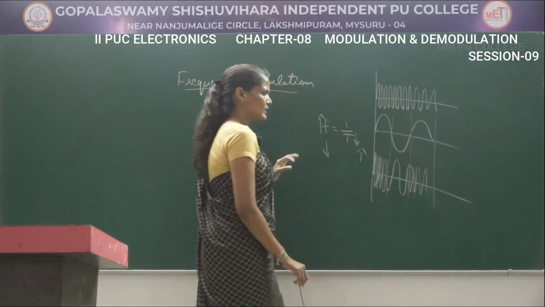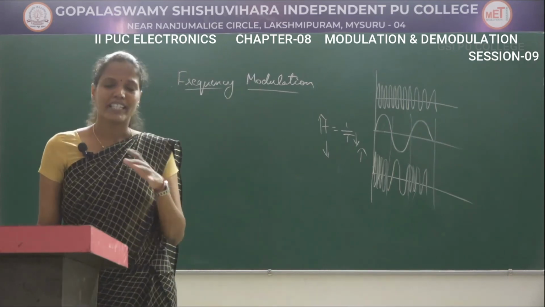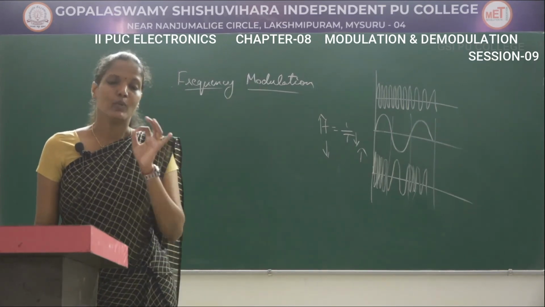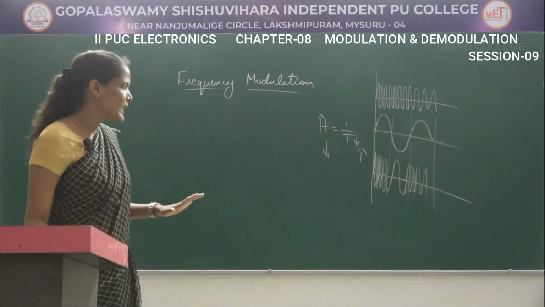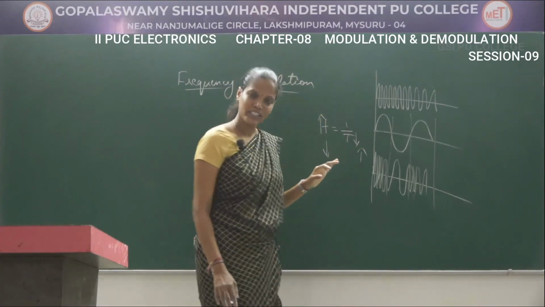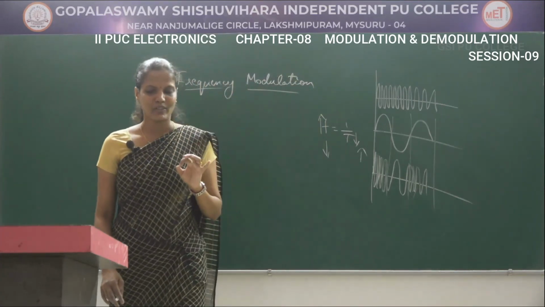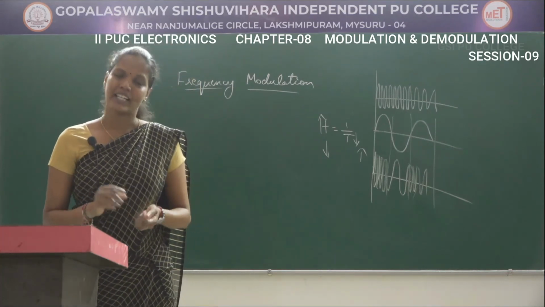So frequency modulation is nothing but the process of varying the frequency of a carrier signal with respect to the amplitude of a modulating signal, keeping the amplitude and the phase of the carrier signal constant. Clear? Now let us discuss the comparison between AM as well as FM.